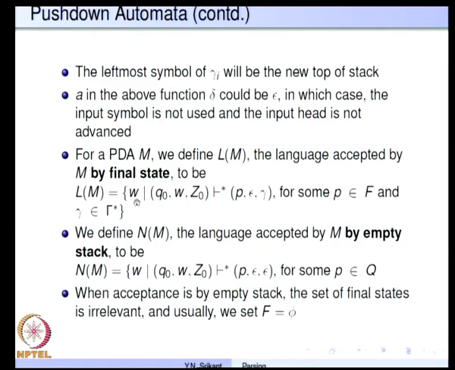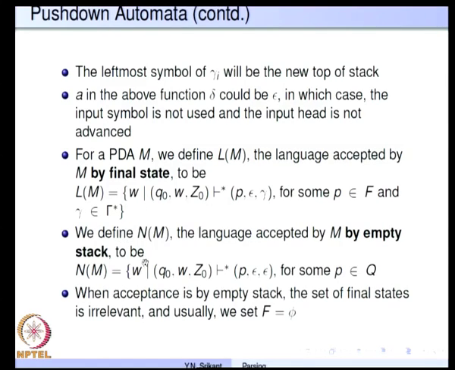So, this is the set of all strings W, which are terminal strings really. Starting from the initial state Q naught with the entire input unused and the stack start symbol Z naught on the stack, a series of moves gives you the state P, the input is emptied, and some string gamma on the stack. This is not very relevant, but the important thing is P is a final state and the input is empty. So, if this happens, then the string is in the language.